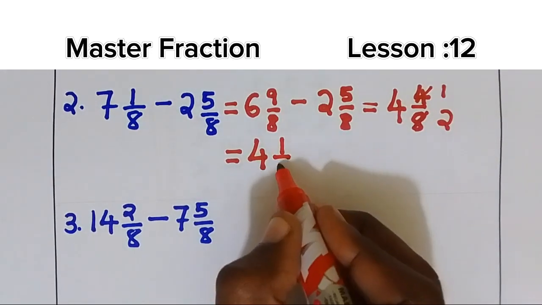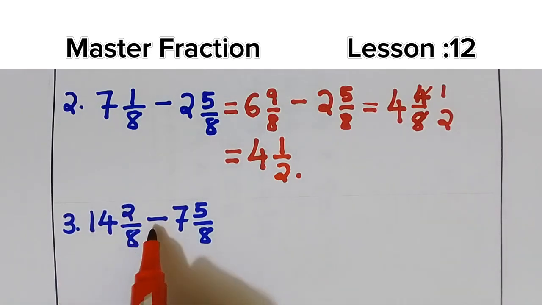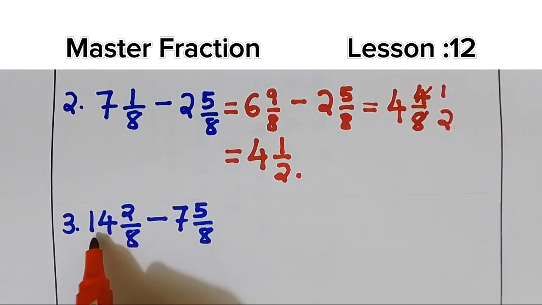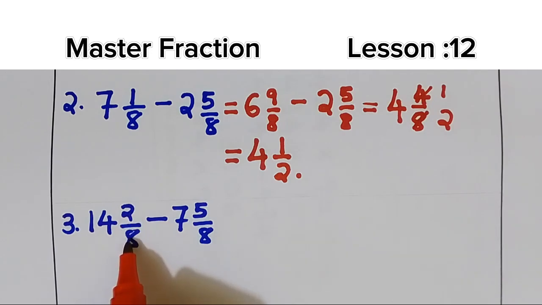Let's go to question number 3. We have 14, 2 over 8, take away 7, 5 over 8. The same, we're going to take whole number, take away whole number, and fraction, take away fraction. But 2 over 8 is too small. We can't take away 5 over 8. So we're going to borrow 1 from 14 so as to enlarge 2 over 8 to be possible to take away 5 over 8.